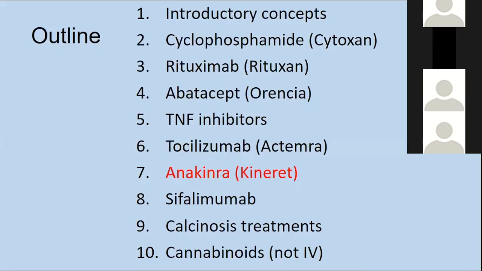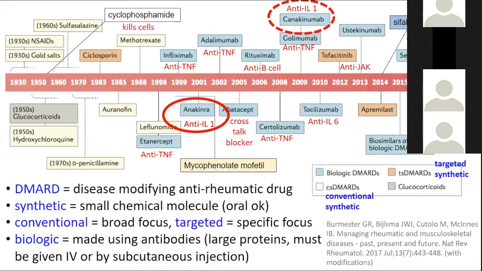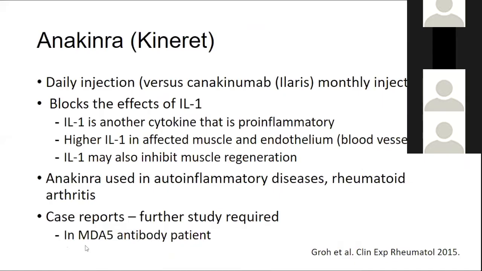Moving on to our next cytokine blocking medication called Anakinra. So Anakinra blocks something called IL-1. Anakinra is a daily injection. There's also another IL-1 blocker called Canakinumab that is a monthly injection.